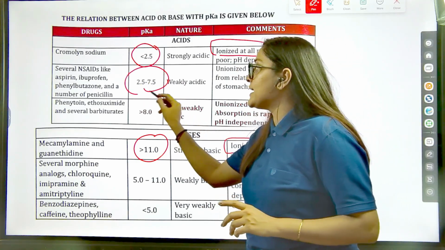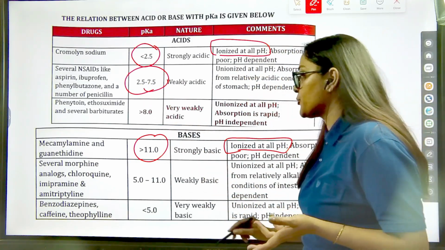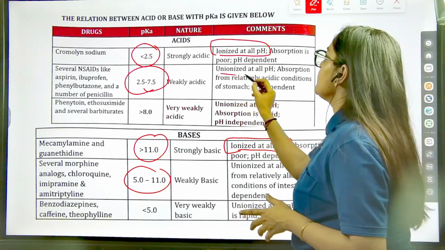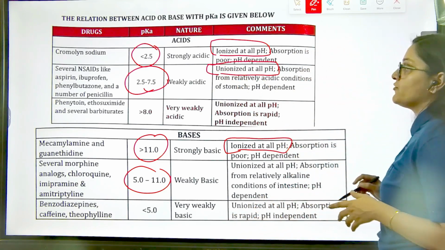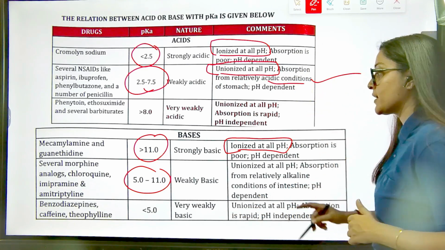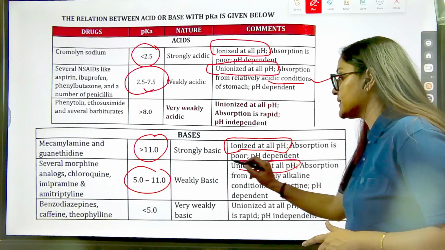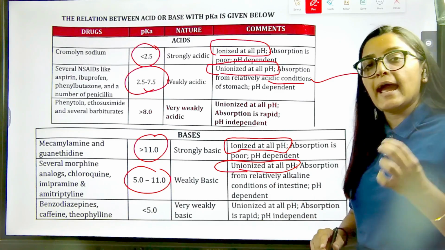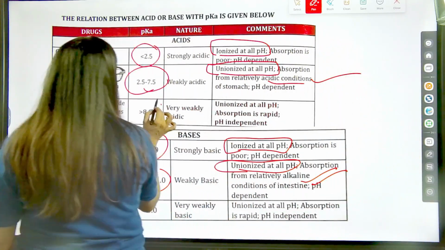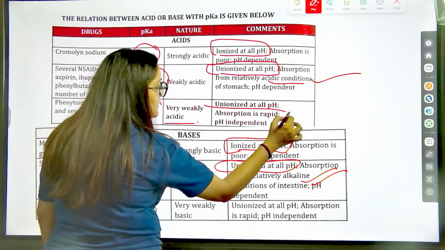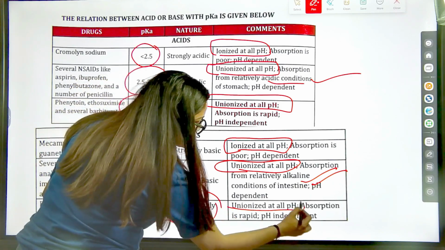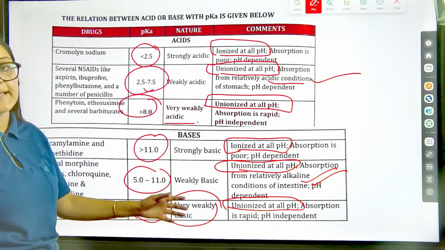Then you have weakly acidic drugs with pKa 2.5 to 7.5, or weakly basic drugs with pKa 5 to 11. These are relatively unionized at all pH values. For acids, absorption generally occurs in the acidic conditions of the stomach. In the case of bases, these are unionized at all pH values, and absorption occurs relatively at the pH of the intestine. Then you have very weakly acidic drugs, which are completely unionized, and very weakly basic drugs, which are also completely unionized at all pH values.